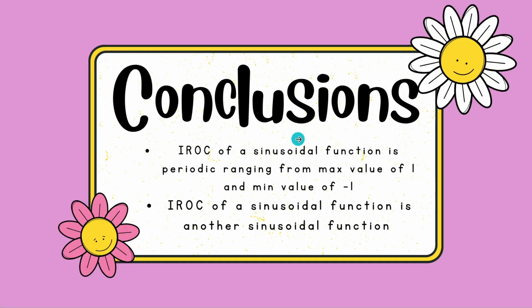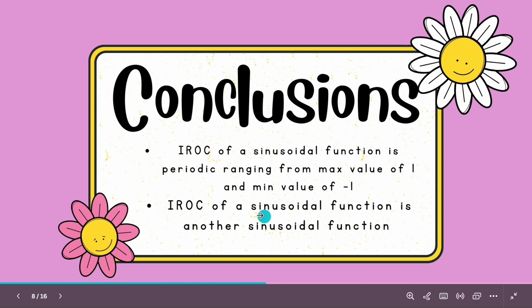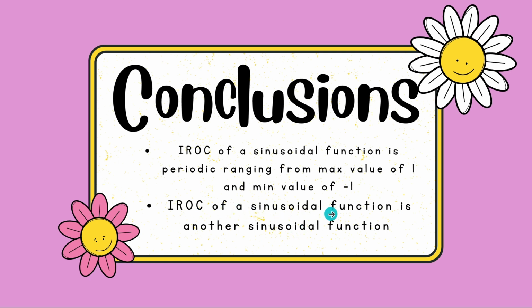So the conclusions that we can make from that is that the IROC of a sinusoidal function is periodic, and it ranges from a max value of 1 and a min value of negative 1. We can also see that the IROC of a sinusoidal function is also another sinusoidal function, because sin x was a sinusoidal function, and so was cos x.